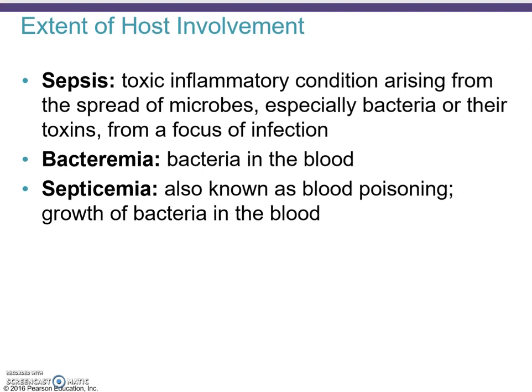And more terms: sepsis means a toxic inflammatory condition arising from the spread of microbes, especially bacteria or their toxins, from a focus of infection. So let's say bacteria came in, it was first local, and now sepsis means that the microbes are spreading, and typically their toxins are causing a severe reaction. Bacteremia means that you have bacteria in the blood. Emia refers to blood, so bacteria in the blood is bacteremia. Septicemia, also referred to as blood poisoning, means you have the growth of bacteria in the blood.